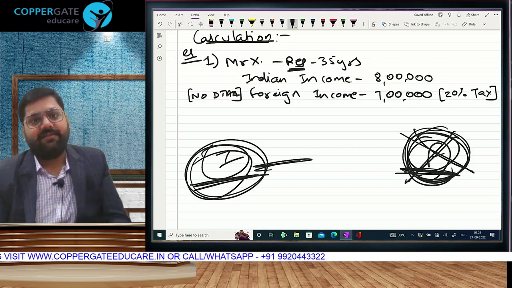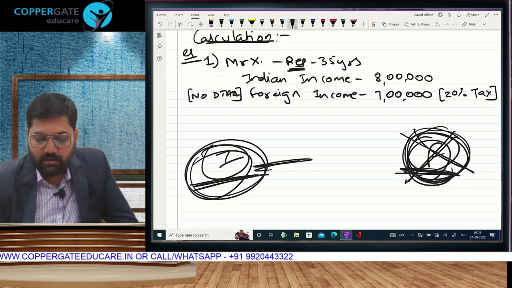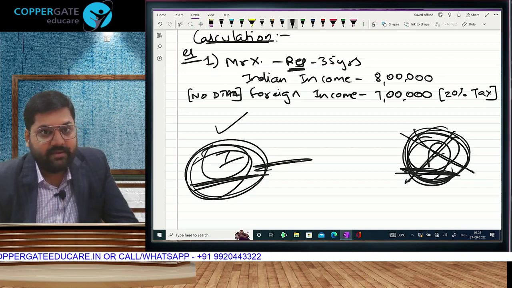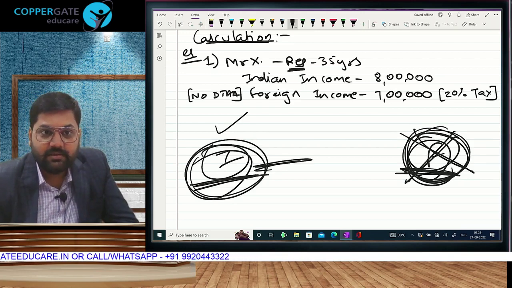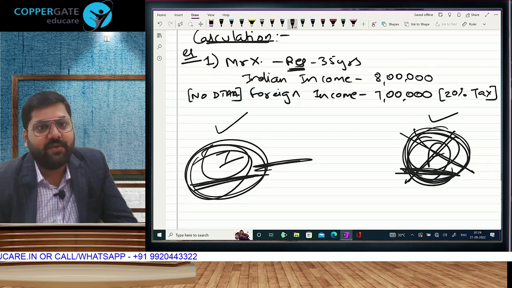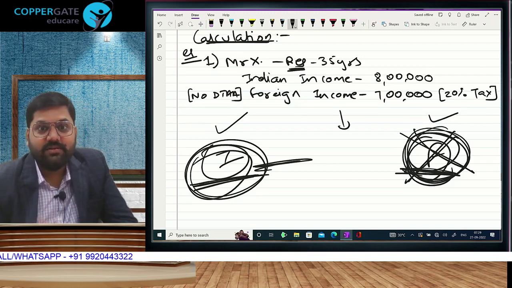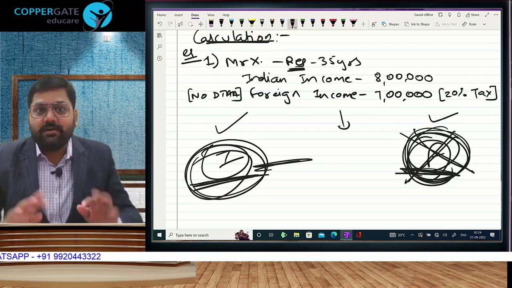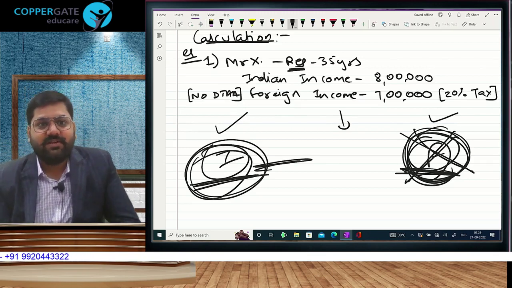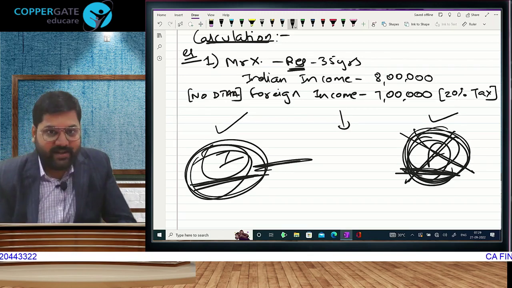The relief that I will give you will be the tax that you are paying me. That means, can I say your Indian tax, or the tax that you have paid in the foreign country, whichever is lower. That's the logic. Tax here or tax there, whichever is lower. Indian tax or foreign tax, whichever is lower.